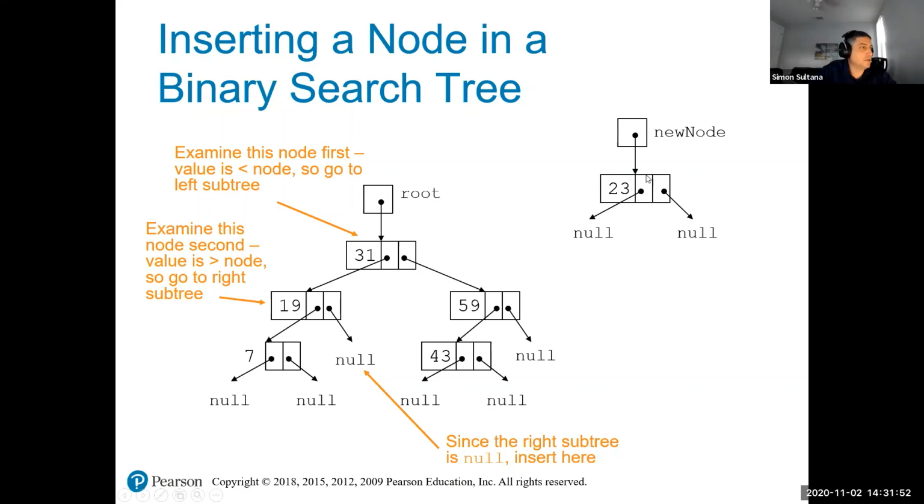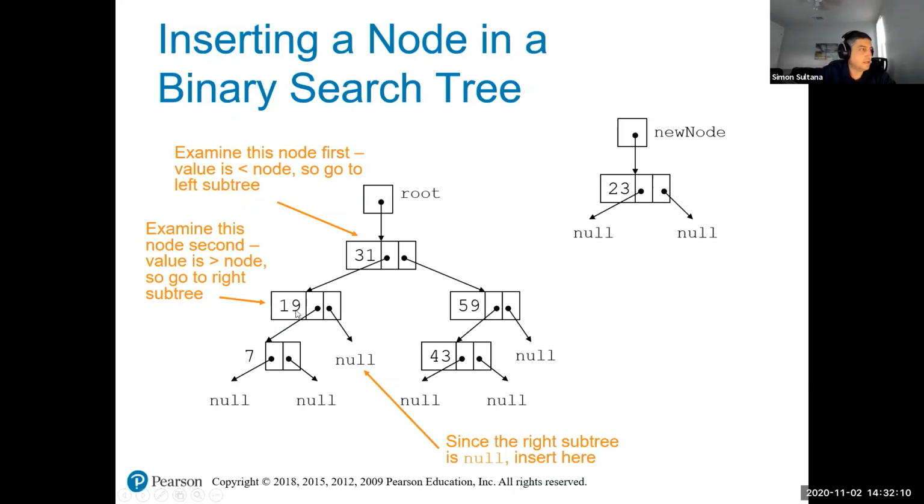We're going to insert 23, right? So we're inserting 23. The value is 23. First we look at the root node, and that's 31. So we check less than or greater than. Well, it's less than. So we're going to call insert then with the left, right?